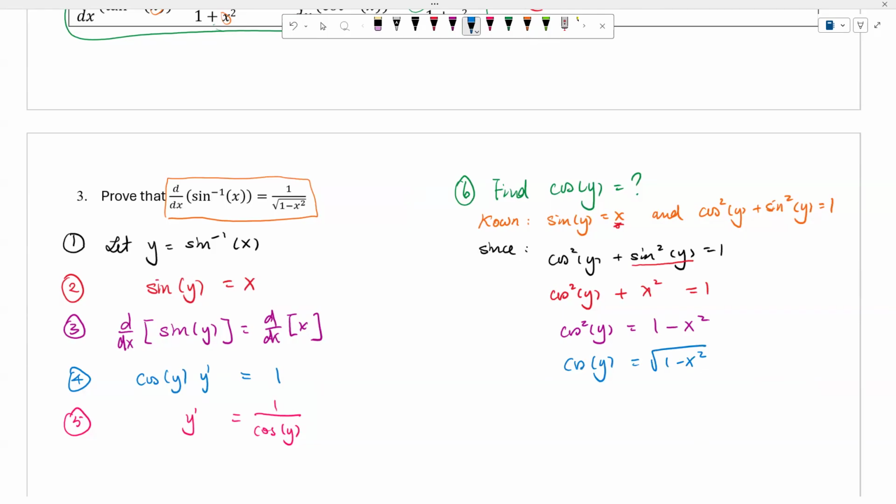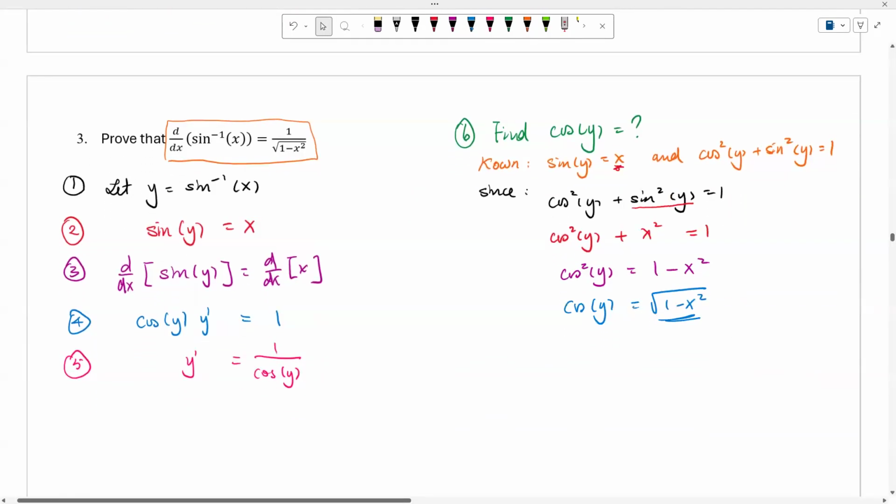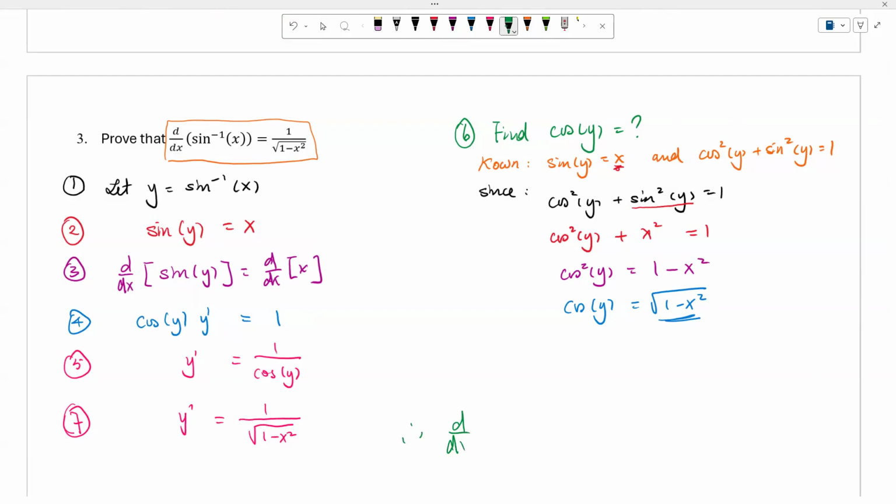Once we have this, then we could go back to the problem. So now I will have y prime is equal to 1 over cosine of y, which is 1 over the square root of 1 minus x squared. So now we will say that the derivative of, again, y is the sine inverse of x is equal to 1 over square root of 1 minus x squared.